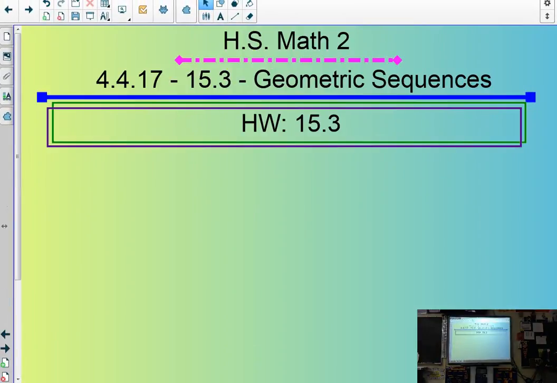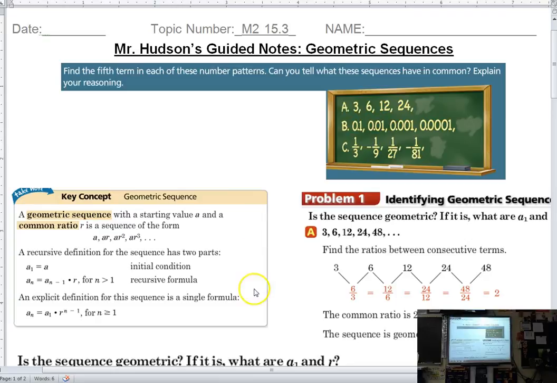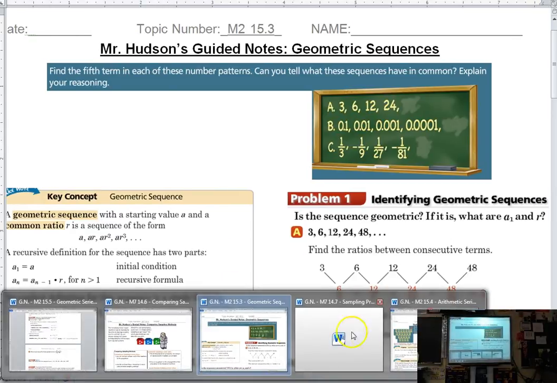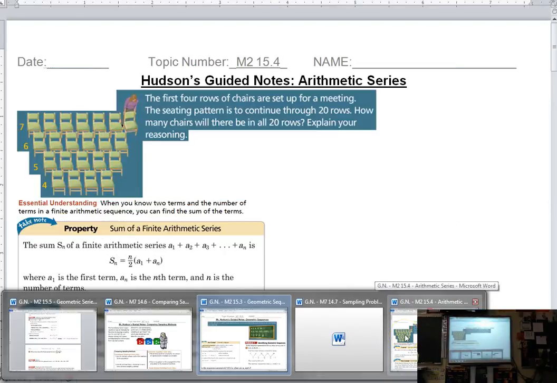So today, 15.3, we're getting into geometric sequences. But I bet you could figure this out really easy. Are both notes still up? So you have your arithmetic sequences from yesterday.